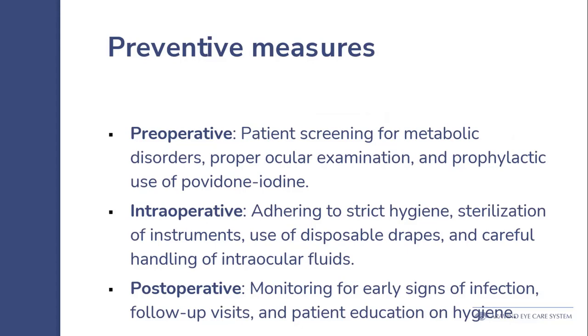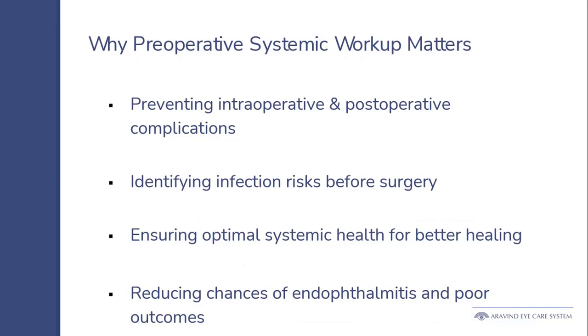So the preventive measures: preoperatively, we have to screen the patient for metabolic disorders, do a proper ocular examination, and use prophylactic povidone iodine. Intraoperatively, precision and protocols will protect you. Surgery should be very precise and your protocol should be very strict, and in postoperative care too, you have to succeed in all these areas to prevent endophthalmitis. The preoperative systemic workup matters because you are setting the stage for your success. Most failures have a cause, and you will identify your failure causes preoperatively, and addressing them will make you a success.